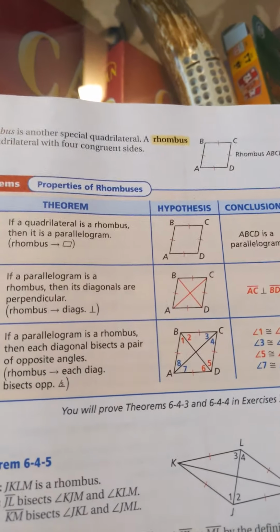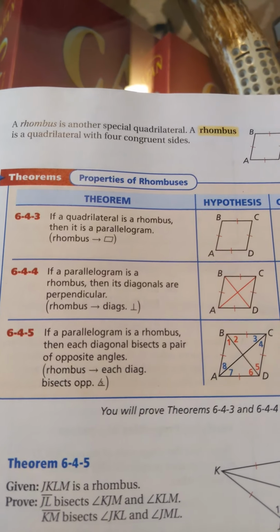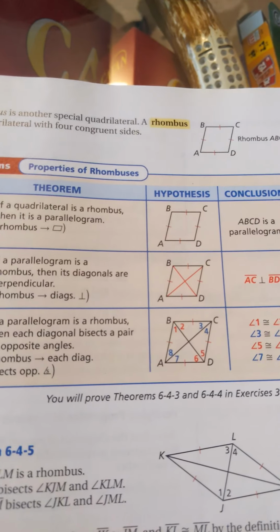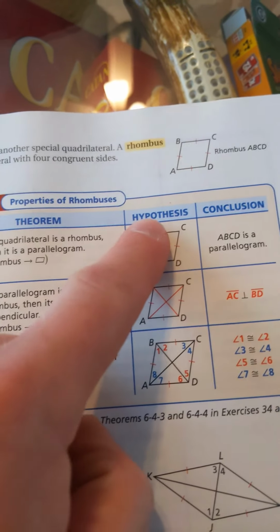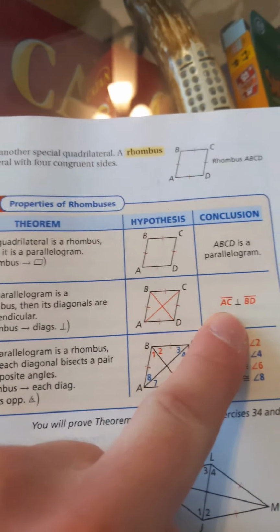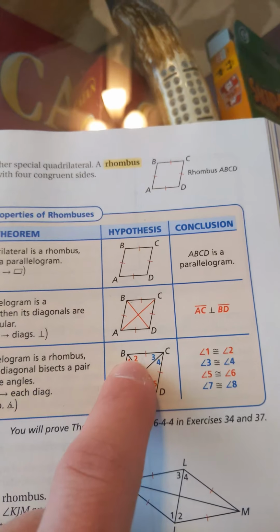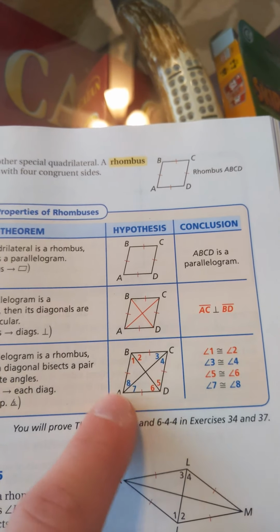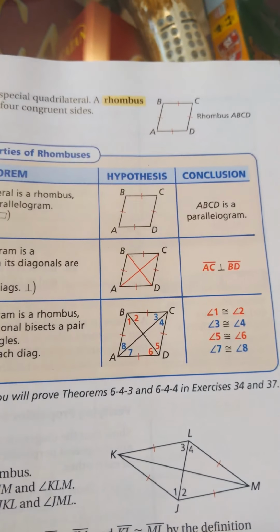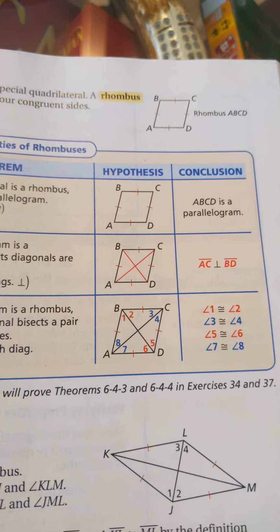Moving on from rectangles, we have rhombuses. A rhombus is another special quadrilateral with four congruent sides. Notice the tick marks, all four congruent sides. The diagonals are perpendicular to each other. And that means here, 1 and 2 are congruent, 3 and 4 are congruent. So that means your diagonals are also angle bisectors. Very important, angle bisectors. Okay?